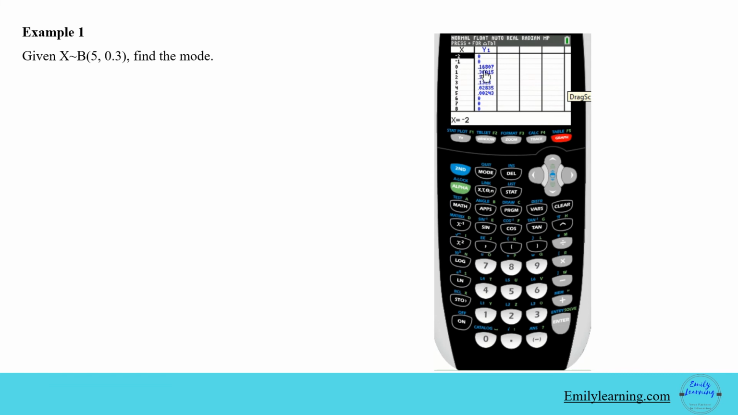So by looking at x equals to 0, it is 0.16807, then it becomes even higher, 0.36015, then it starts to drop. Once it drops, the rest will have a lower probability than this one here. So based on this table here, we know that the mode is x equals to 1.